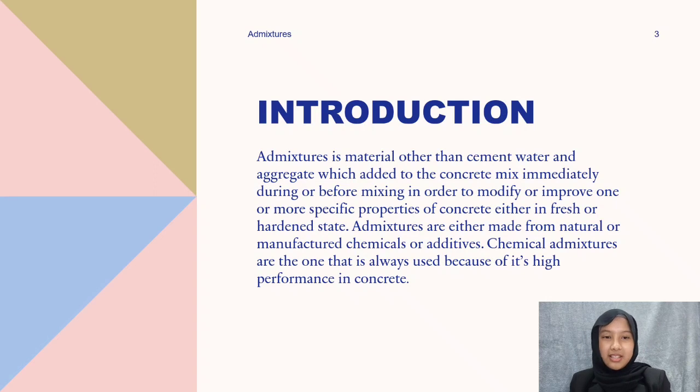We will present to you about admixture. Admixture is a material other than cement, water and aggregate that will be added later on to the concrete mix immediately during or before mixing in order to improve or modify one or more specific properties of concrete, either in fresh or hardened state. Furthermore, admixtures are either made from natural or manufactured chemical or additives.